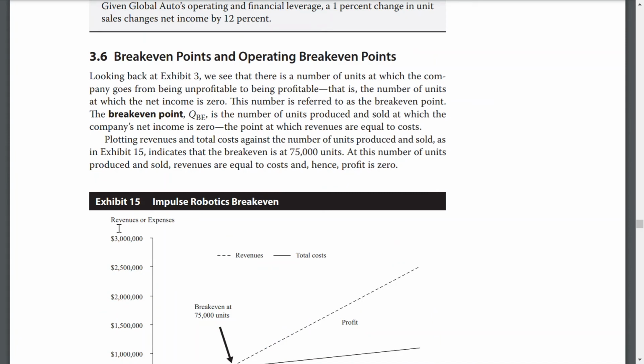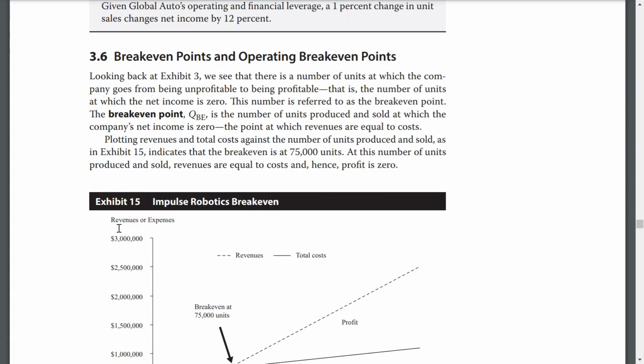Break-even points and operating break-even points. Looking back at Exhibit 3, we see that there is a number of units at which the company goes from being unprofitable to being profitable. That is the number of units at which the net income is zero. The number is referred to as the break-even point. The break-even point, or QBE, is the number of units produced and sold at which the company's net income is zero, the point at which the revenues are equal to the costs.